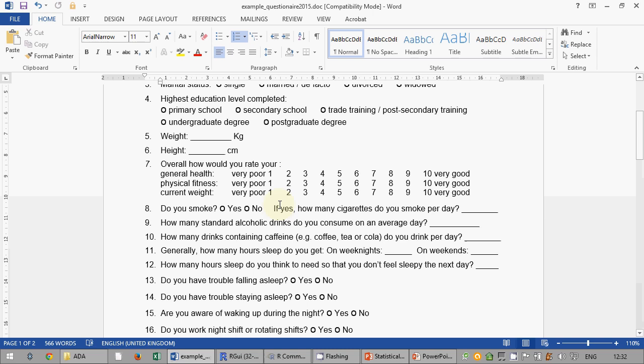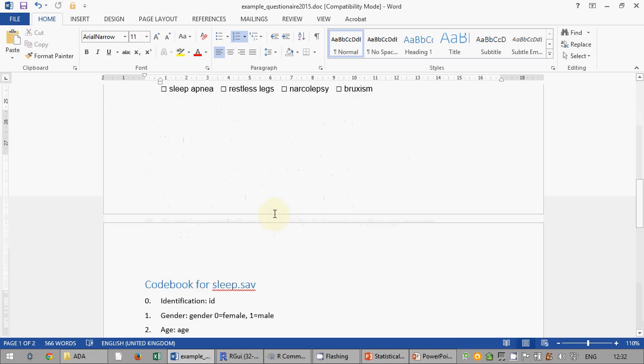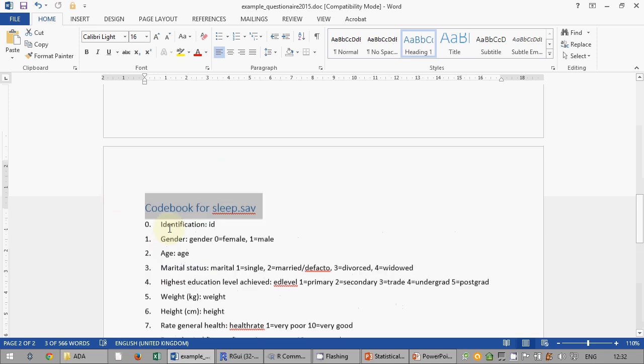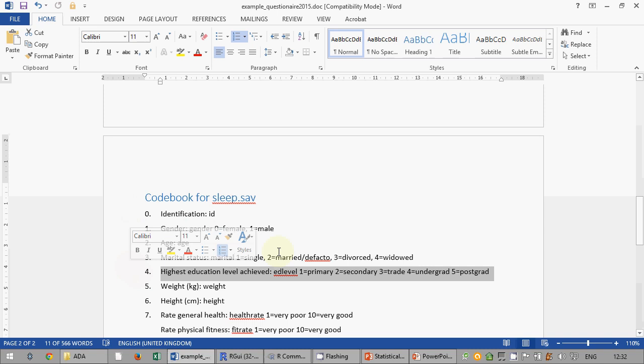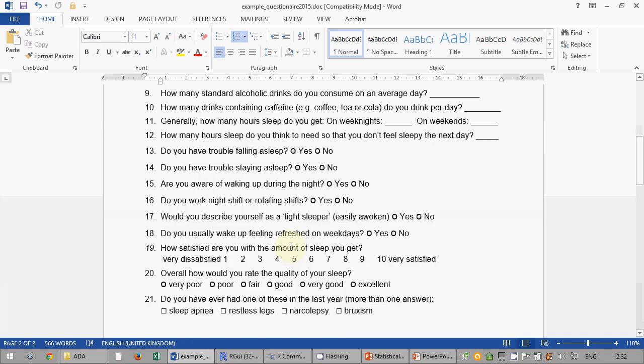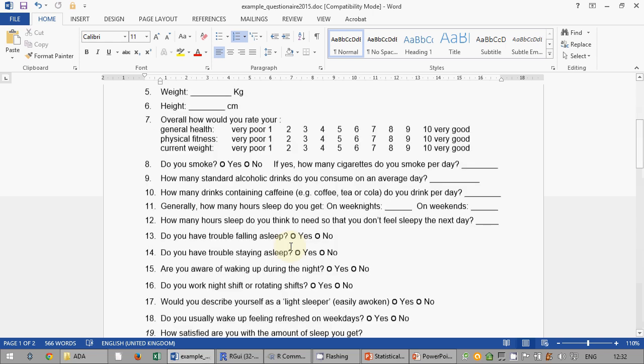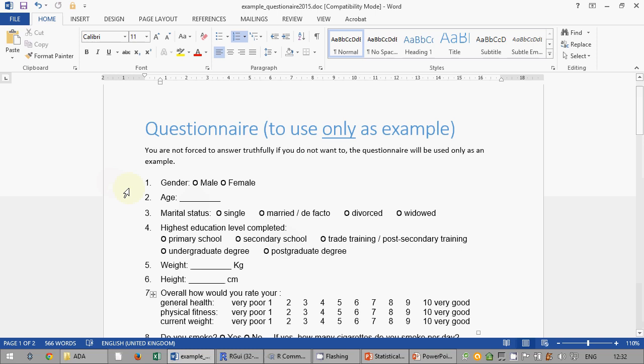By the way, whenever you plan a questionnaire, it's always a good idea to write also the codebook. Okay. The codebook is a little file which tells the person who will have to convert the questionnaire into a computer file how to code the questions. Let's see.